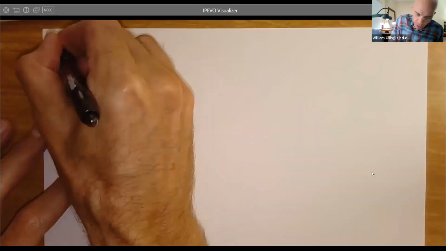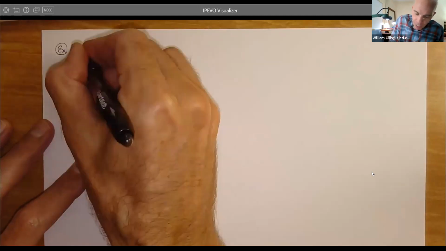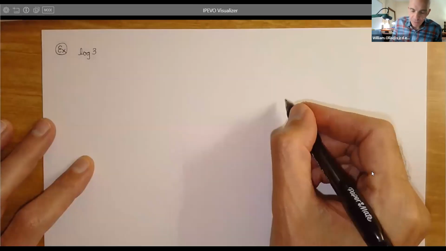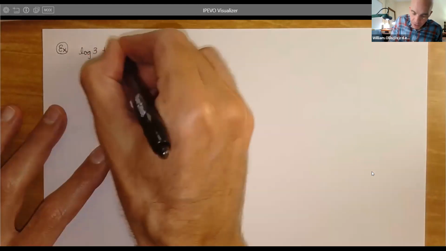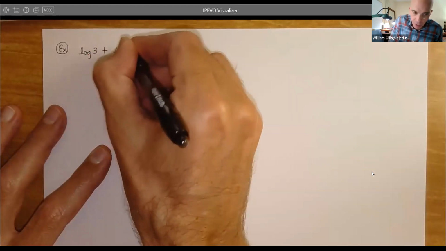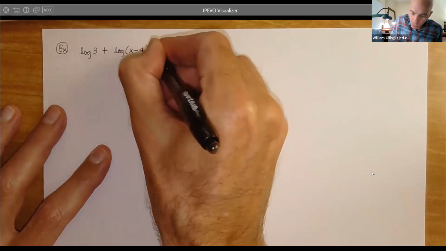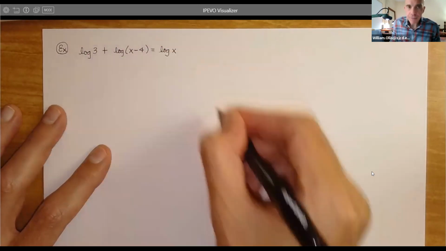So here we go. Let's look. We're going to do several examples of these to get our feet wet. So we'll start out simple and we'll build. So we'll have the base 10 logarithm of 3 plus the base 10 logarithm of x minus 4 equals the base 10 logarithm of x.